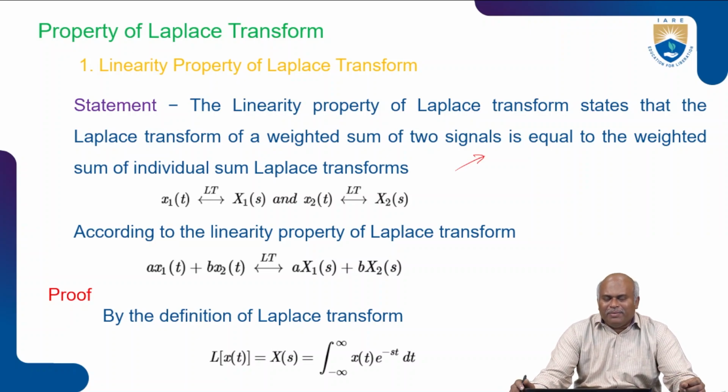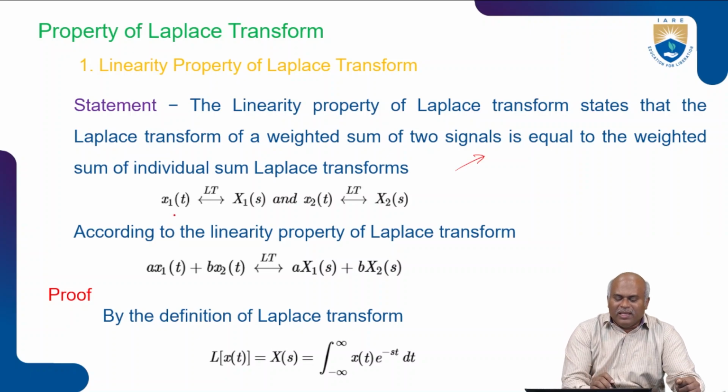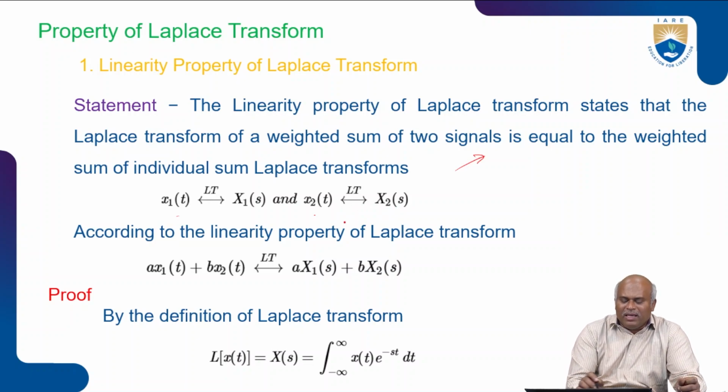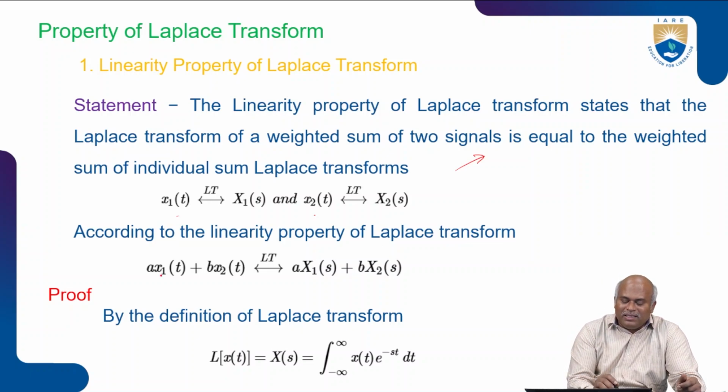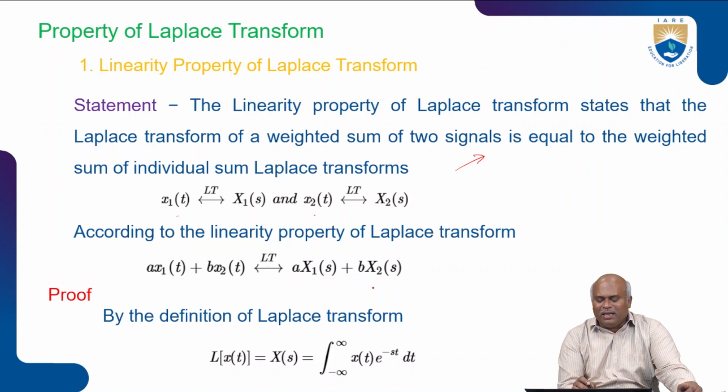Now, I need to prove the linear property of Laplace transform. I take two inputs, x1 of t and x2 of t. The Laplace transform of x1 of t is capital X1 of s, and the Laplace transform of x2 of t is capital X2 of s. According to the linear property statement, the Laplace transform of a x1 of t plus b x2 of t is a X1 of s plus b X2 of s.